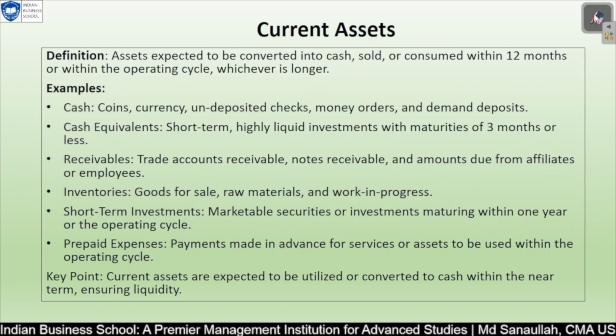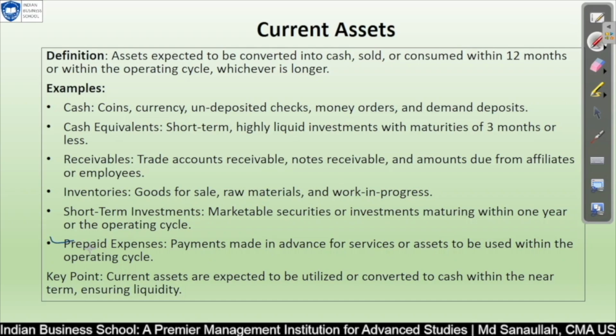Now we'll talk about prepaid expense. Prepaid expense is very important and we need to carefully understand this. Payment made in advance, paid in advance before the service has been received. So what happened? We have sacrificed our cash. In return, do we get anything? As of now, we have not got anything. So, a service or asset to be used within the operating cycle or 1 year.